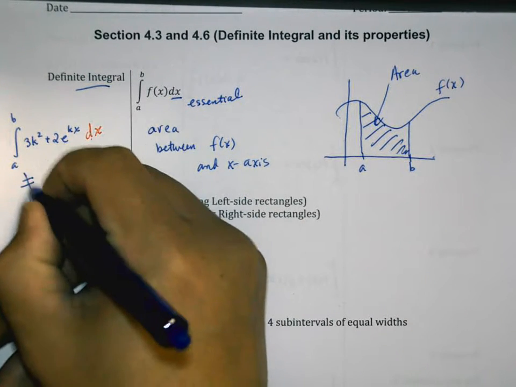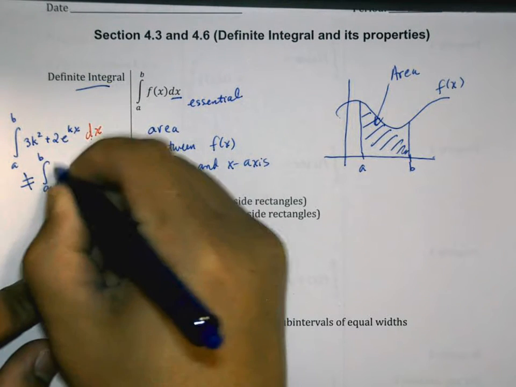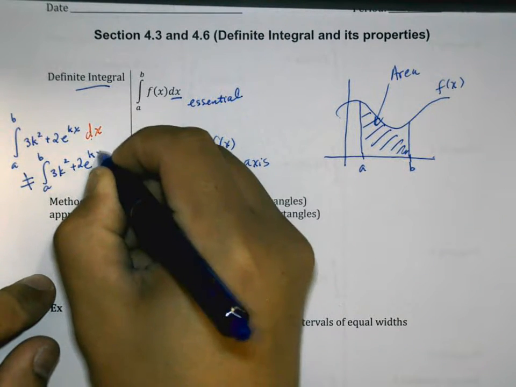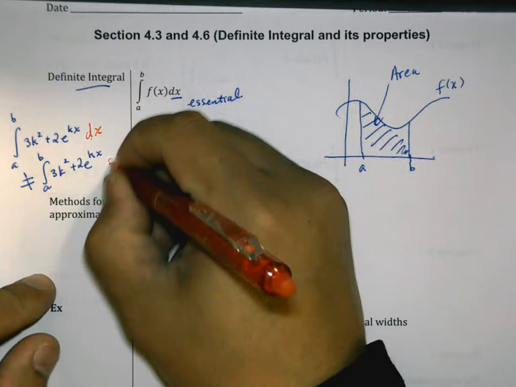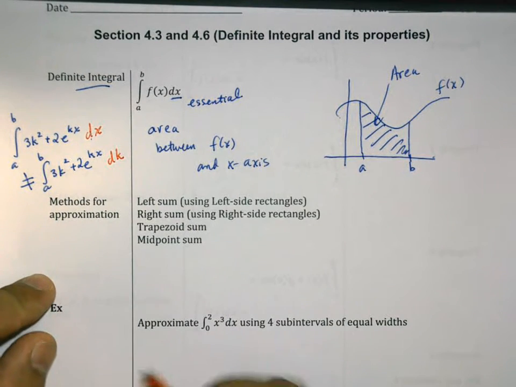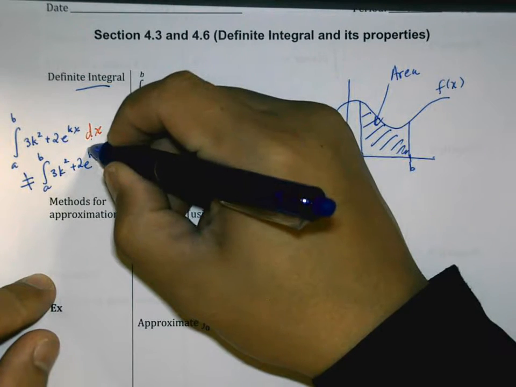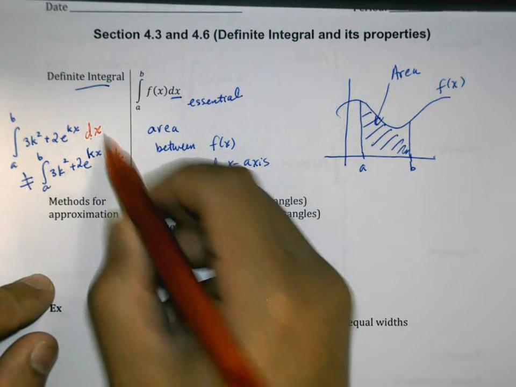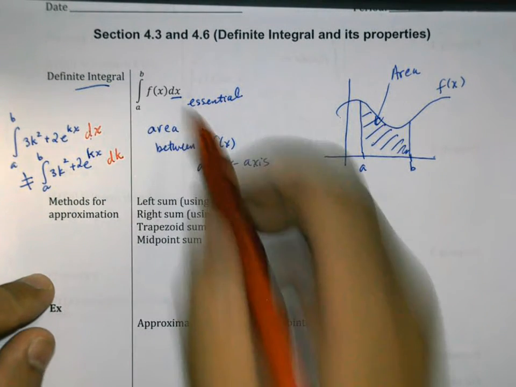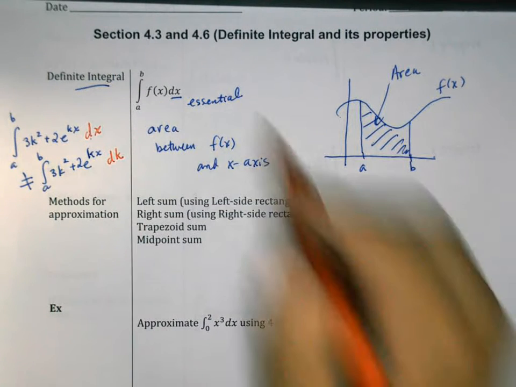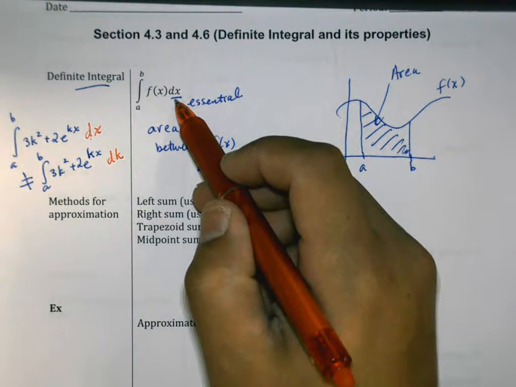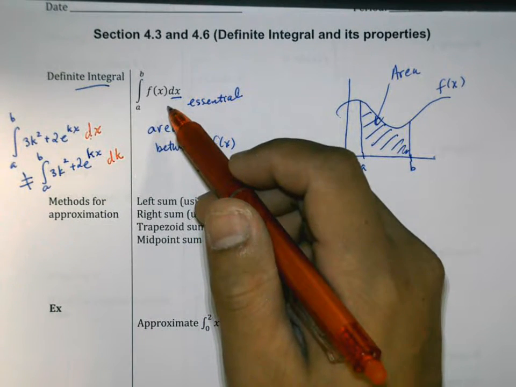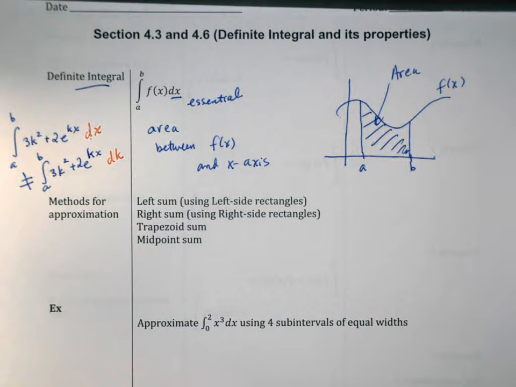Because this integral and this next integral that I'm about to write, 3k squared plus 2e to the kx, if I write dk, that means k is the variable, okay, and x is the constant. So there's a significant difference between these two. For those of you who are taking AP Calculus, if you omit this dx, or if you write in the wrong dx, you will likely lose points on whatever question that you're currently answering.